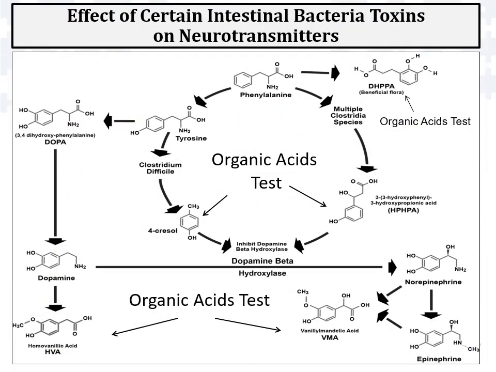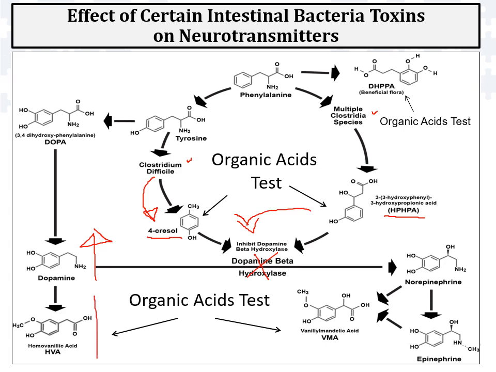So here is that slide I wanted to show you with regards to the inhibition of dopamine beta hydroxylase. So we've got Clostridia difficile, we've got other Clostridia bacteria, and they'll produce certain chemicals like this 4-cresol or HPHPA found on the organic acid test. And these chemicals can interfere with dopamine beta hydroxylase. And when they inhibit enough of it, we can get an increase of dopamine, which we already know now can lead to that increase of dopamine-o-quinone.